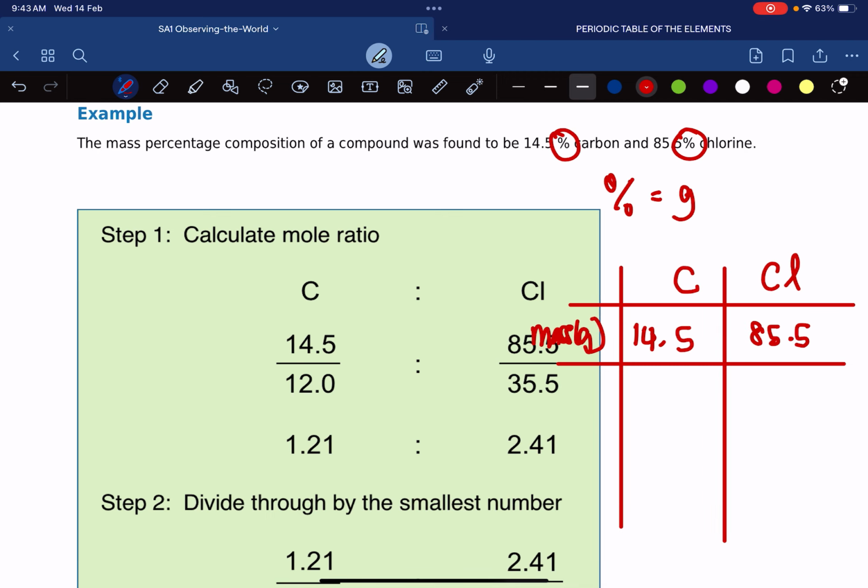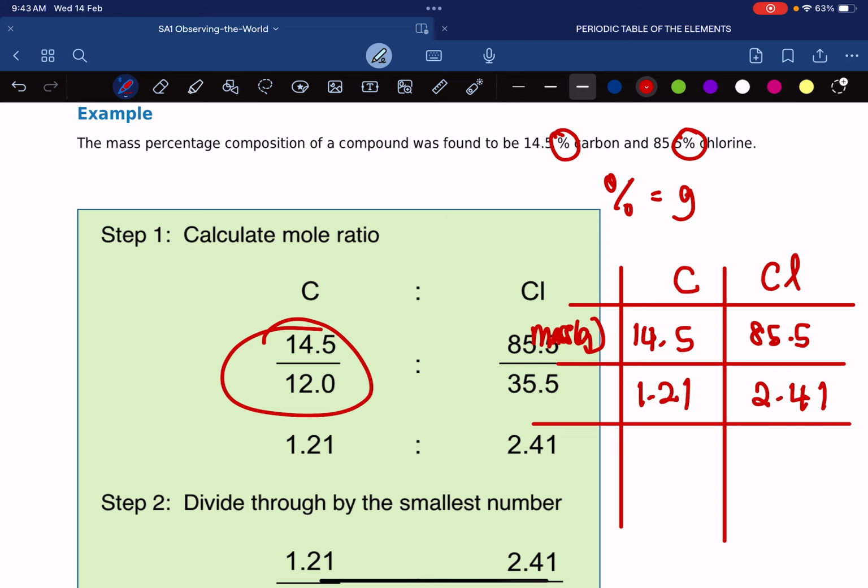Step number 2 is we find the moles. When we find the moles, you don't have to show these workings. You can do this on your calculator itself. So 14.5 divided by 12, you get 1.21. And this you get 2.41. You can just do this on your calculator. You don't have to show these workings here. All right, so now we've got mole.